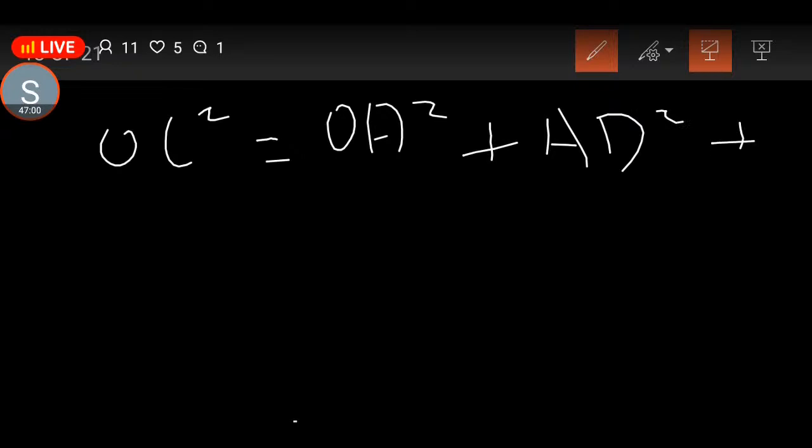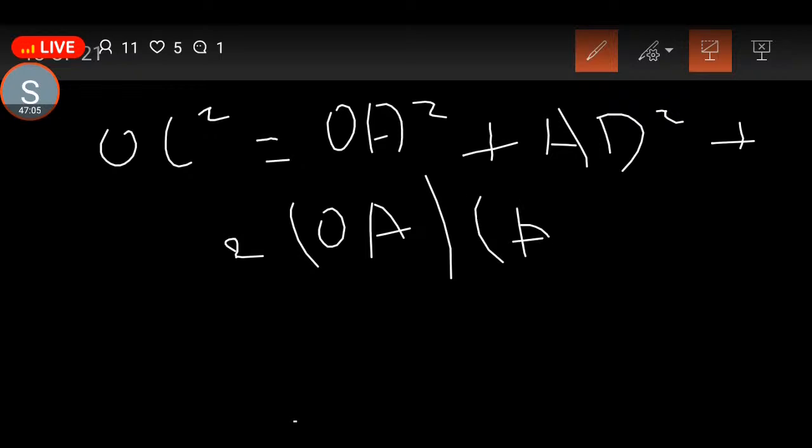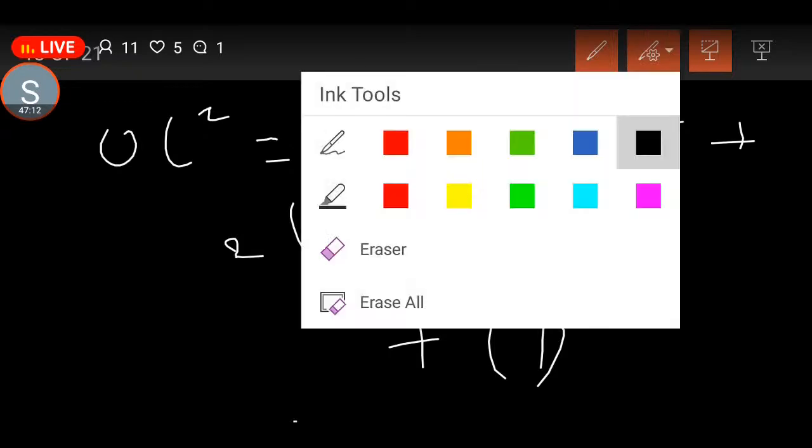And let me put all those in one and add CD square to it. OC square will be that. OC square is equal to OA square plus AD square plus 2 OA into AD plus CD square. That will be the answer, right? For that, let us keep this in mind.